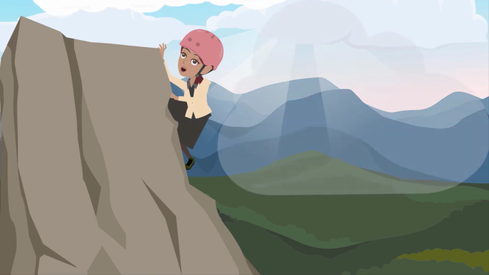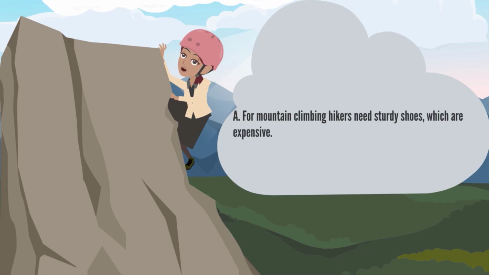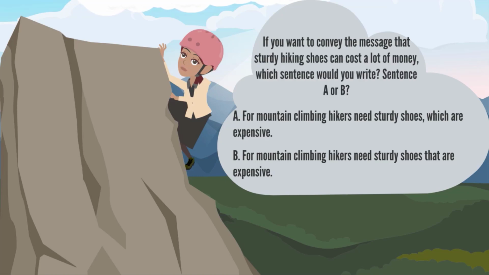Let's look at these two sentences. Sentence A. For mountain climbing, hikers need sturdy shoes, which are expensive. Sentence B. For mountain climbing, hikers need sturdy shoes that are expensive. If you want to convey the message that sturdy hiking shoes can cost a lot of money, which sentence would you write? Sentence A or B?